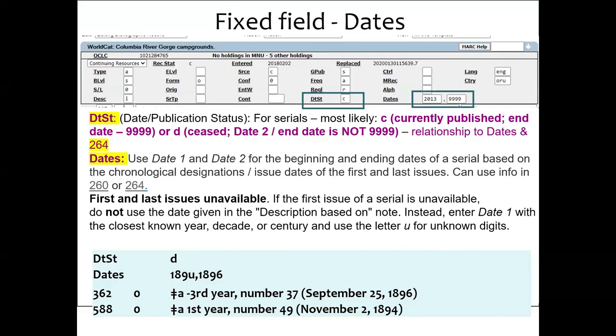Now, if you have something that has a D, you should not have an end date of 9999. We can't leave that empty in a fixed field of a MARC record if we have multiple dates listed, or if we have a date publication code that indicates multiple dates. So the C date is for serials. It indicates that it's currently published. And because of the nature of serials, they should have a beginning and an end date.